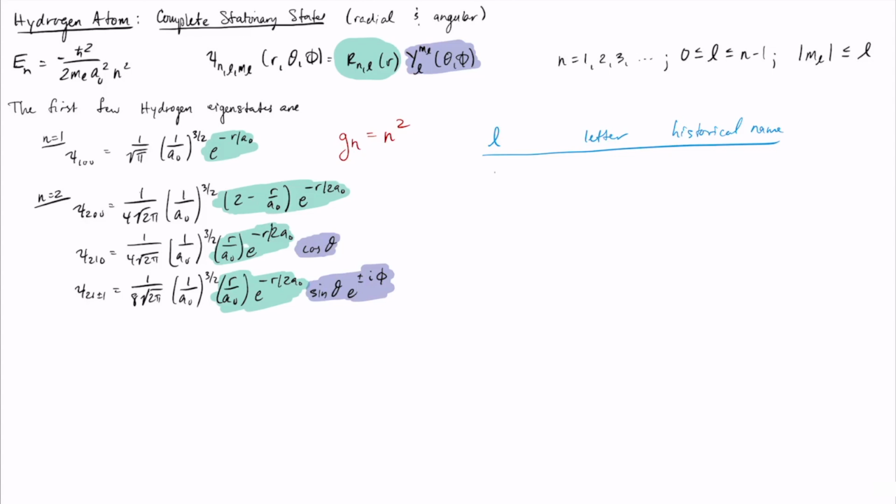And it goes a bit like this. For L equals 0, this is called the s state. The historical names come from assigning particular peaks in the sodium absorption spectrum. So for L equals 0, or the s state, this is a shorthand for sharp. For L equals 1, we have p, and this is due to principal. For L equals 2, these are called d for diffuse. For L equals 3, these are called f states for fundamental.